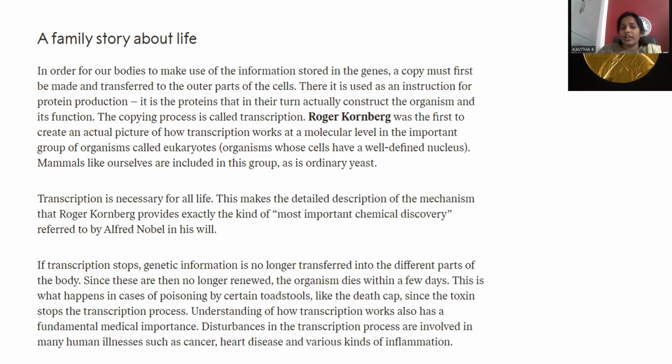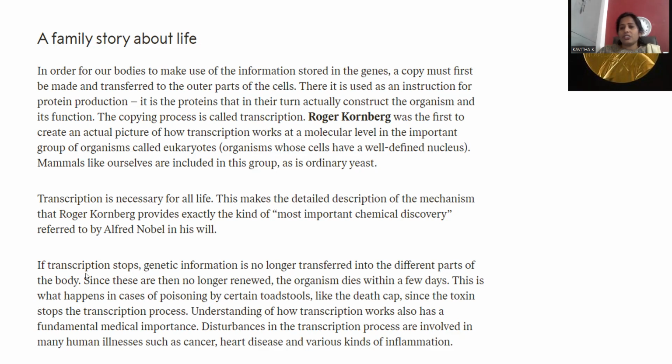Organisms are categorized into two types, prokaryotes and eukaryotes. Organisms containing a well-defined nucleus are classed as eukaryote species. Prokaryotes are also present, where a defined nucleus may not be present, right? Mammals like ourselves are included in this group, and ordinary yeast as well, all part of the eukaryotes. Transcription is necessary for all life. This gives a detailed description of the mechanism. Roger Kornberg provided exactly the kind of most important chemical discovery, so that he was accorded the esteemed Nobel Prize in chemistry for his work on transcription at the molecular level.